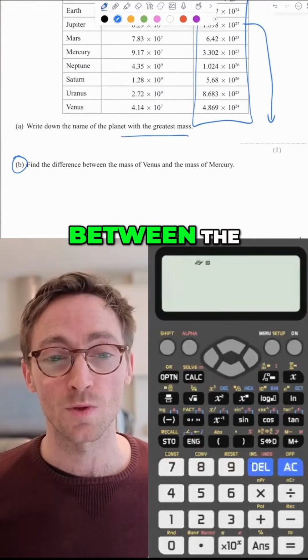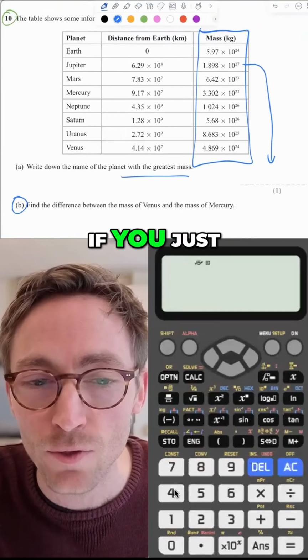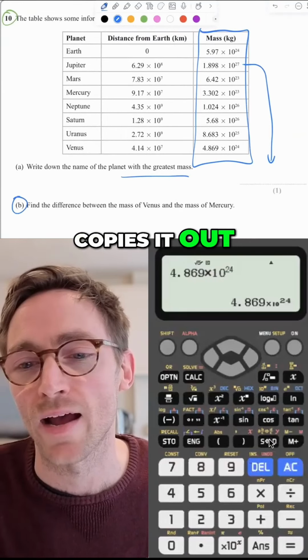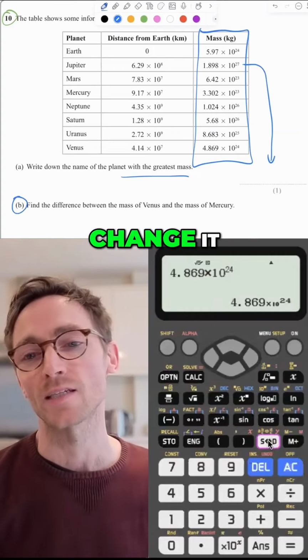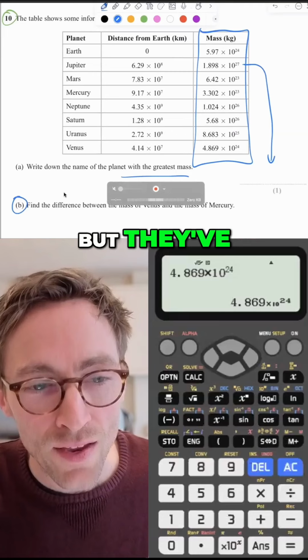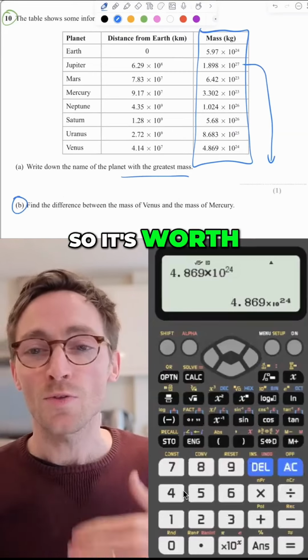Okay, so find the difference between the mass of Venus and the mass of Mercury. If you just type this straight into your calculator, if you just hit equals there, do you see it just copies it out? And even if you hit S to D, it's not going to change it. The reason is this number is so big that your calculator cannot show it. But they've asked for the difference. So it's worth trying it.